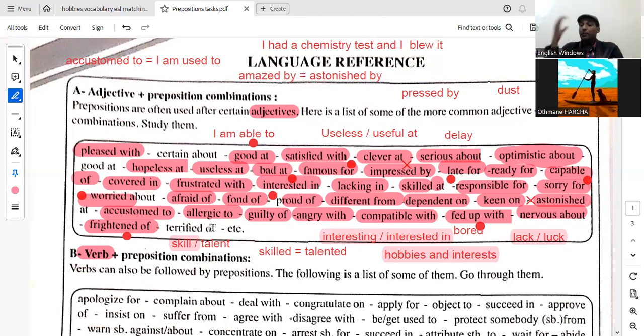Right? Terror. People in Gaza, children in Gaza are terrified of the bombs that are exploding every day there.